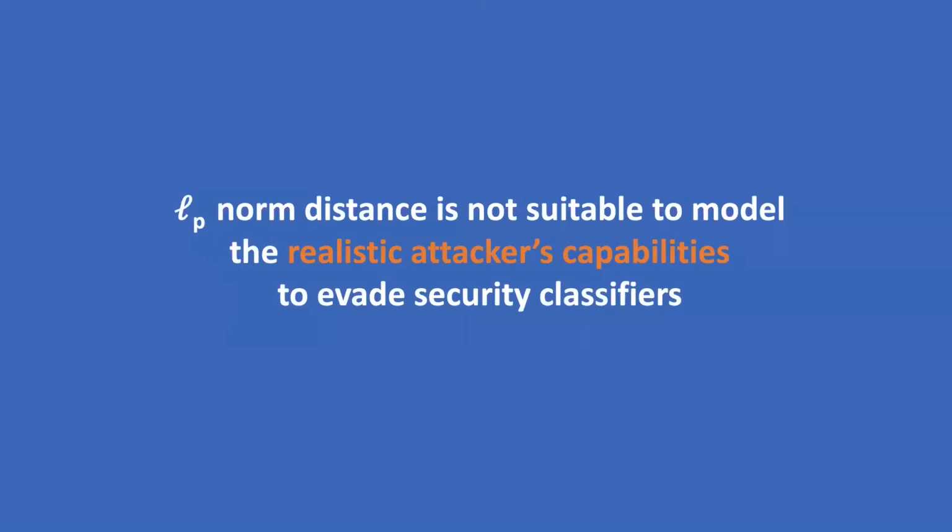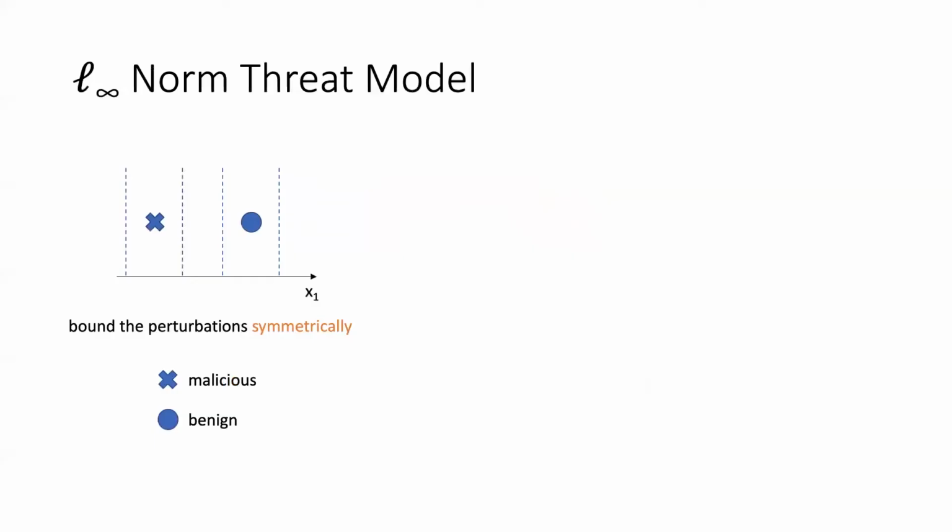However, Lp norm distance is not suitable to model the realistic attacker's capabilities to evade security classifiers. We use a simple example of the L infinity norm threat model to demonstrate the reason. Here, we have two data points, one malicious and one benign, and we plot them along feature x1. The L infinity norm threat model bounds the attacker's perturbations symmetrically in the dotted lines.